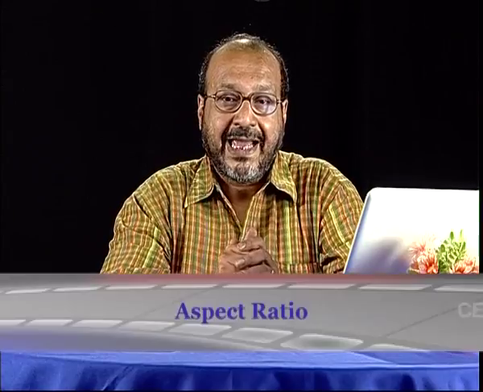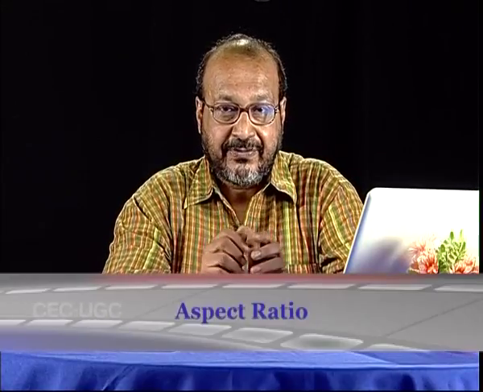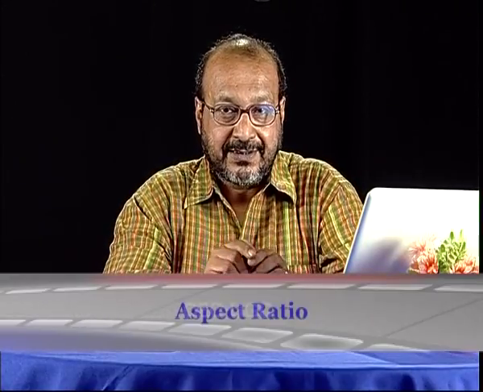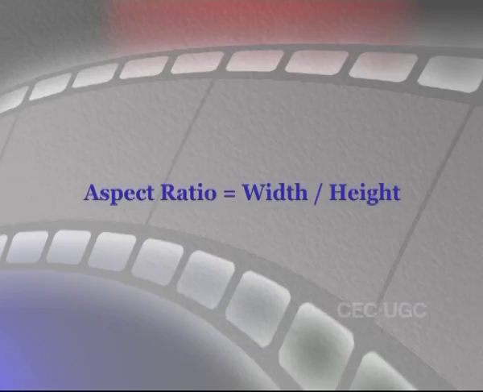But when it comes to film, the frame is quite fixed. And in films, we use the term aspect ratio whenever we talk about the size of the frame. The relationship between the width and the height of the frame is called the aspect ratio and is derived by dividing the width of the frame by the height.